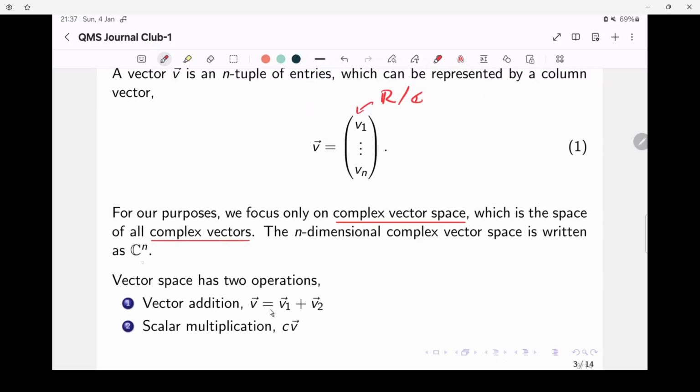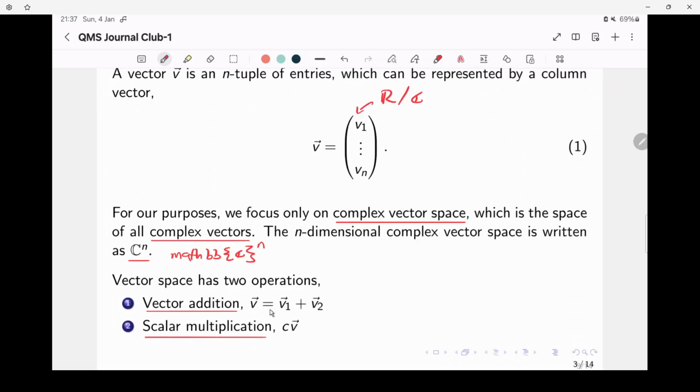Usually the notation, if you typeset using LaTeX, will be \mathbb{C}. The dimensionality of your complex vector is n dimension. What you need to know for vector space is that you have two operations: you can add up the vectors, and you can do a scalar multiplication.